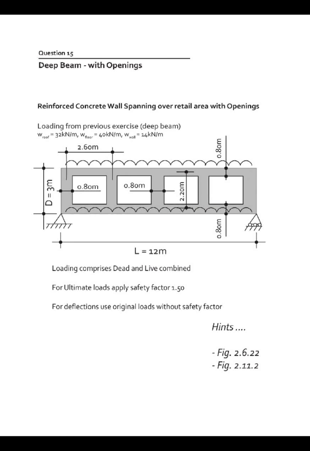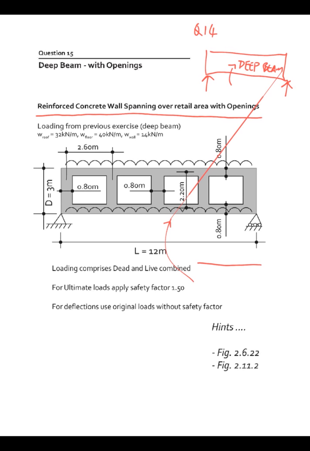Question 15. This is where we took our deep beam, and at the architect's request we put openings in it, so it's essentially become a Vierendeel structure. There are four openings to form large windows.